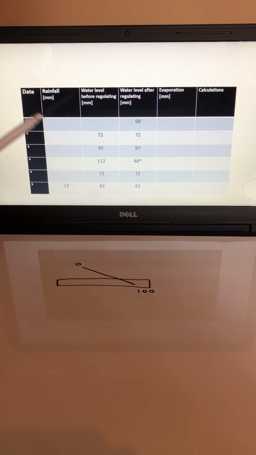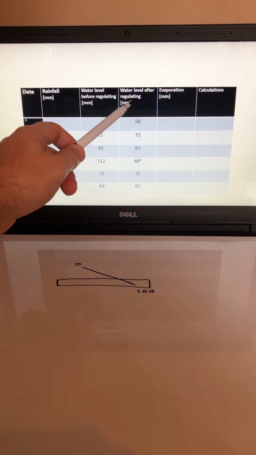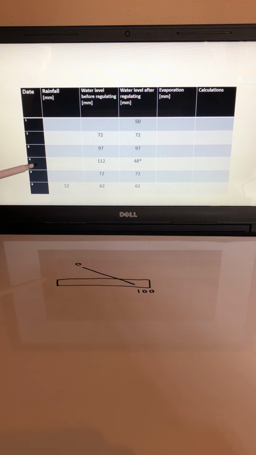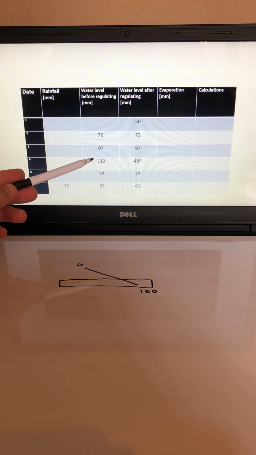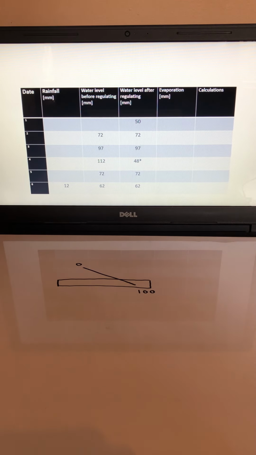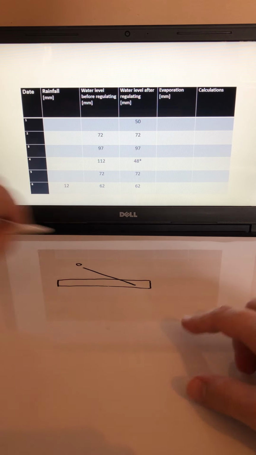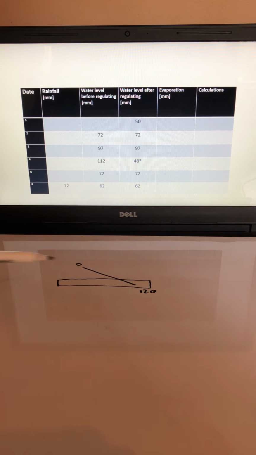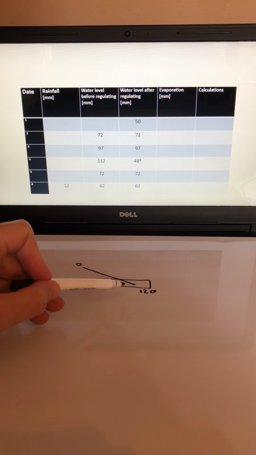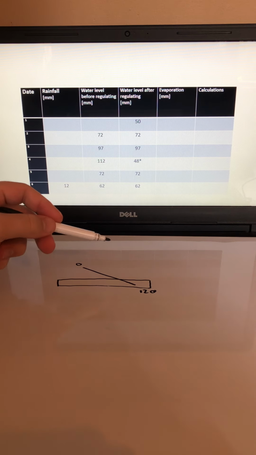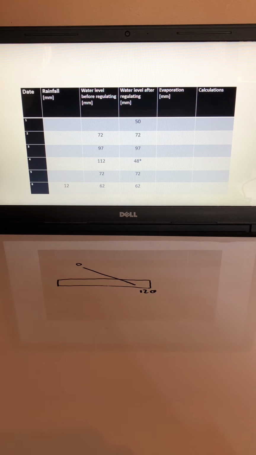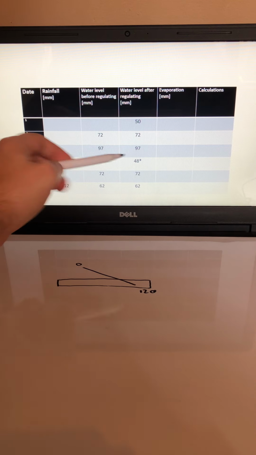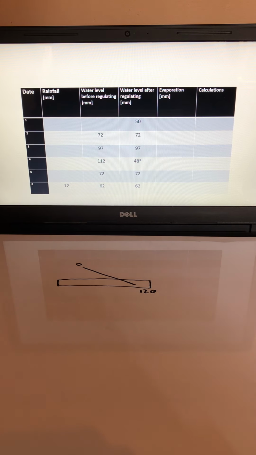So what happens here with the difference between the water level before regulating and the water level after regulating. So on day number 4, the water level measured was 112. And so if I can maybe change this, then say the maximum that you have is 120. It means that as soon as this thing is empty, you'll have to fill it up again, otherwise you won't be able to measure the amount of evaporation that occurred during that day. So if you see that little asterisk sign next to the 48, that means that the water was added, or maybe if it's full, that water was taken away. So that's what's meant by before regulating and after regulating.